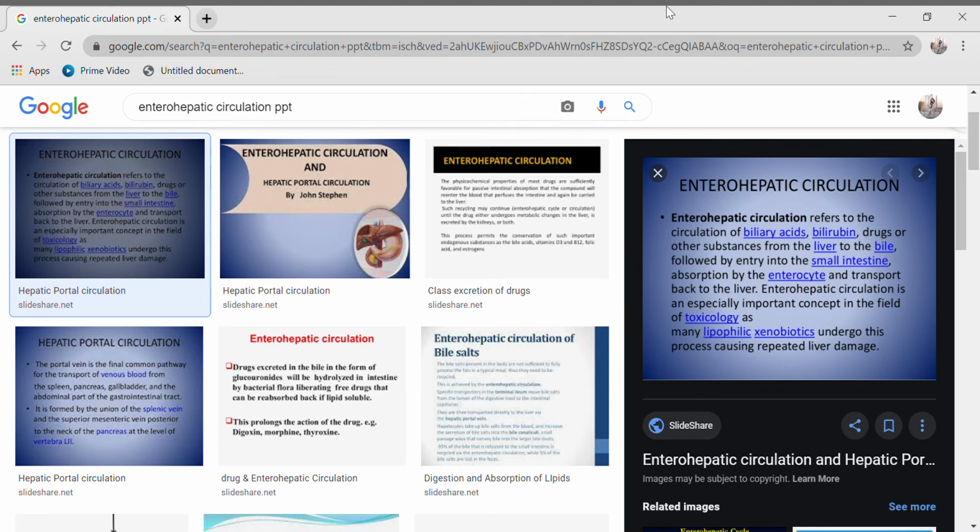So like bile acids and bilirubin, okay, and any other drugs, they'll start from the liver. From the liver to the bile, they'll be going out and entering the small intestine via the gallbladder, and there will be an absorption by the enterocytes, which means the cells of the small intestine, and they are transported back to the liver itself. This is the enterohepatic. Entero means small intestine. Hepatic is the liver. Okay. So this is what it is about.